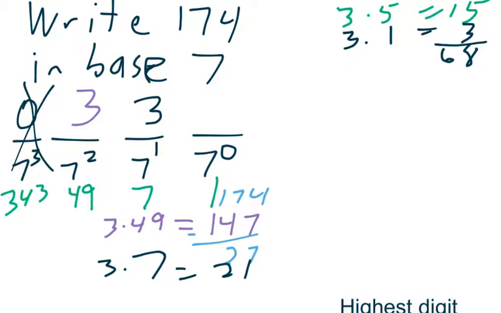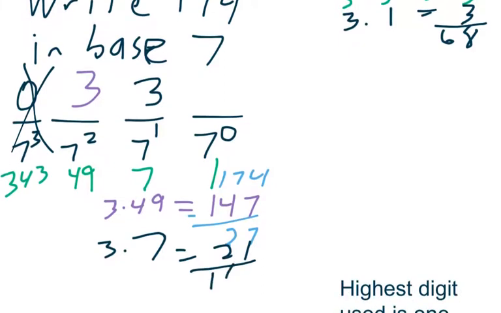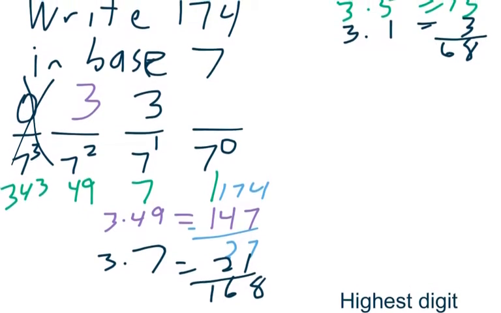So now I'm up to my 147 plus my 21 gives me 168. So how many more do I need to get from 168 to 174? That would just be 6 more. So I have 6 ones. So the answer is 336.